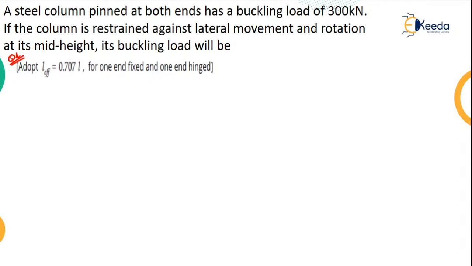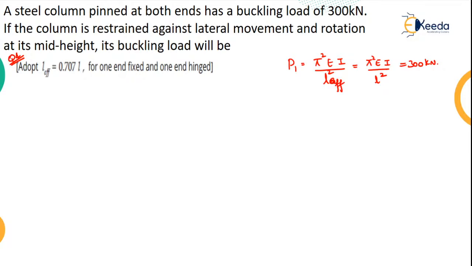A steel column pinned at both ends has a buckling load of. So he's telling that the steel column is pinned at both the ends. In that case, what will be the buckling load? The buckling load P1 will be equal to pi square EI by L effective square, which is equal to pi square EI by L square, and this value is given as 300 kilo Newton.